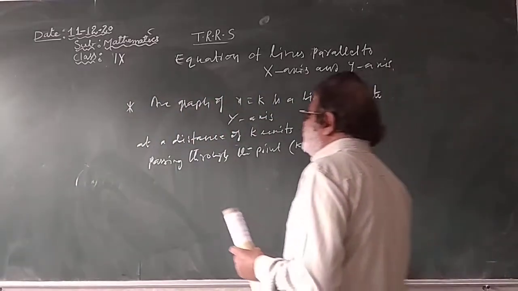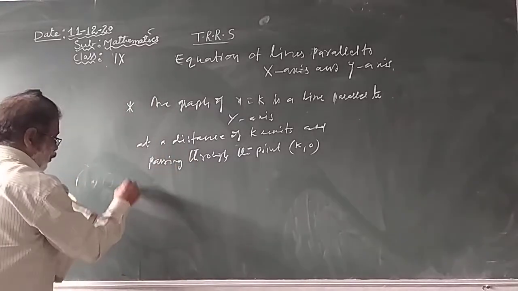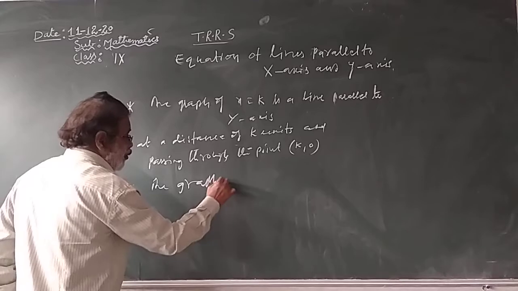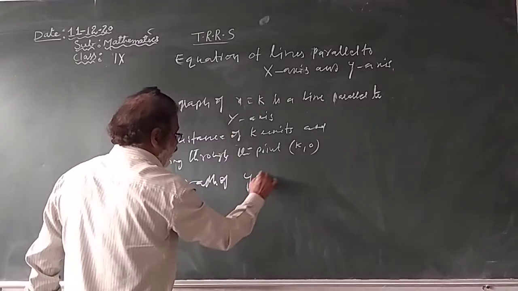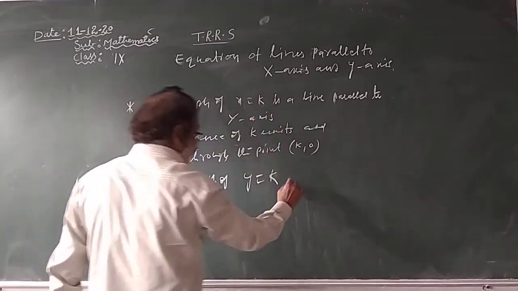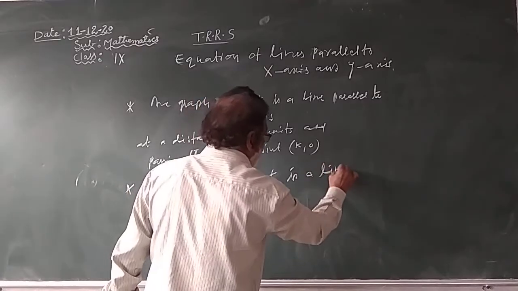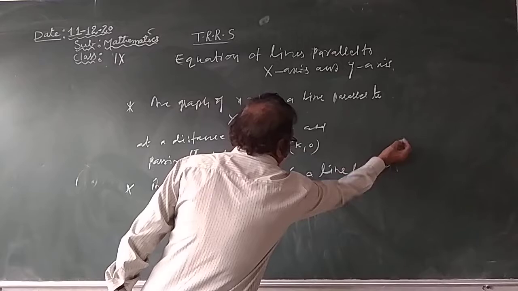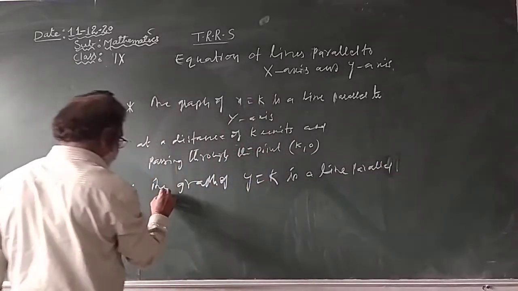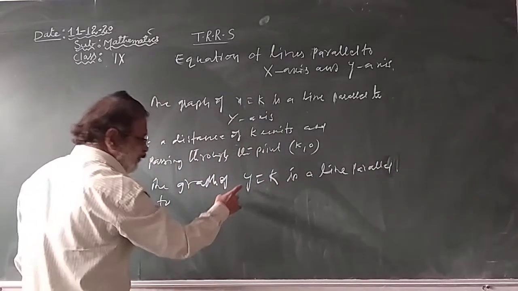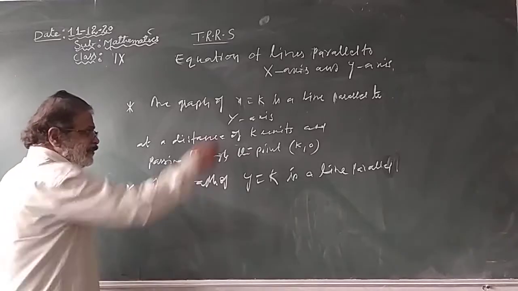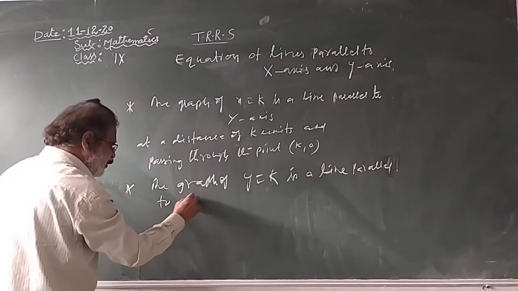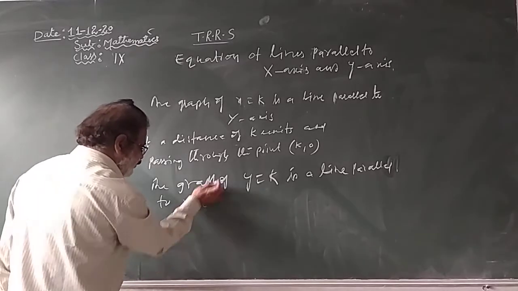Now the second point is the graph of y is equal to k. The graph of y equal to k is a line parallel to, it is involved in y. y is equal to k is parallel to the x-axis. If it is involved in x, parallel to the y-axis. If it is involved in y, it is parallel to the x-axis.